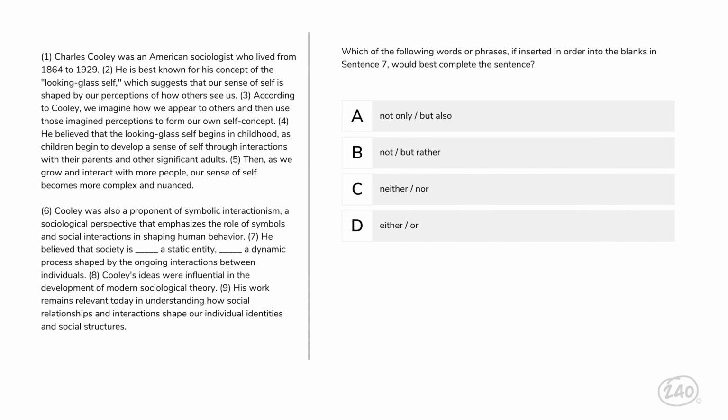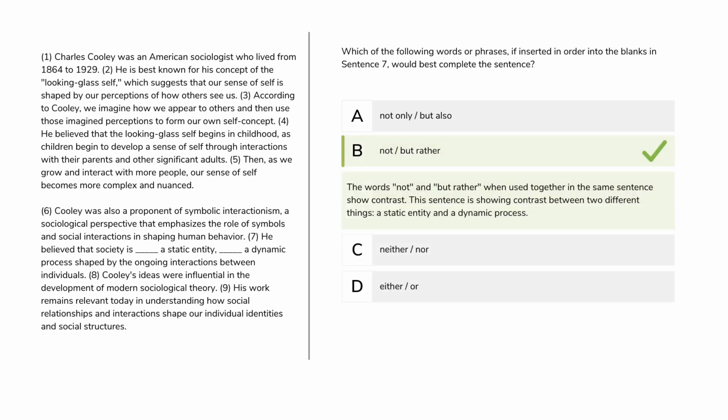Which of the following words or phrases, if inserted in order into the blanks in sentence 7, would best complete the sentence? A, not only, but also. B, not, but rather. C, neither, nor. D, either, or. Choice B is best. The words not and but rather, when used together in the same sentence, show contrast. This sentence is showing contrast between two different things, a static entity and a dynamic process.